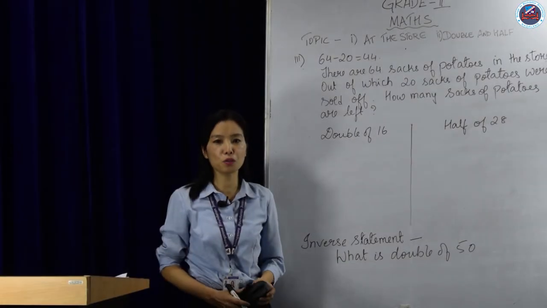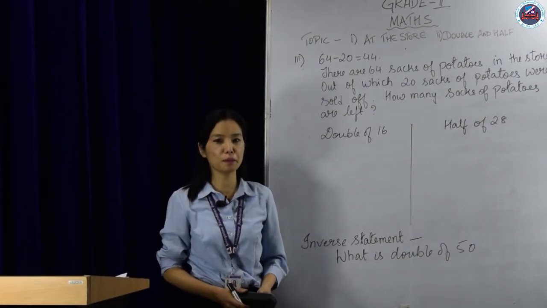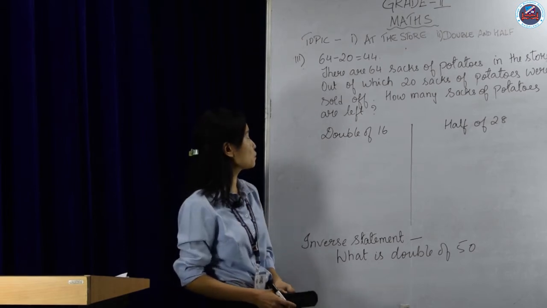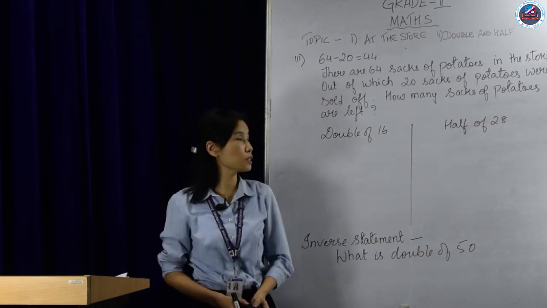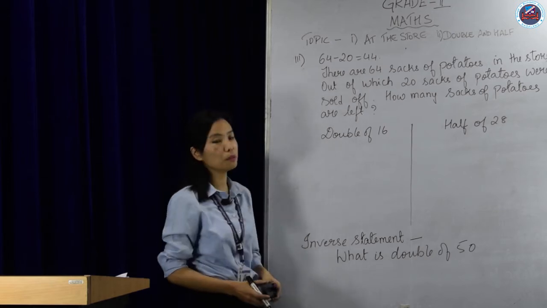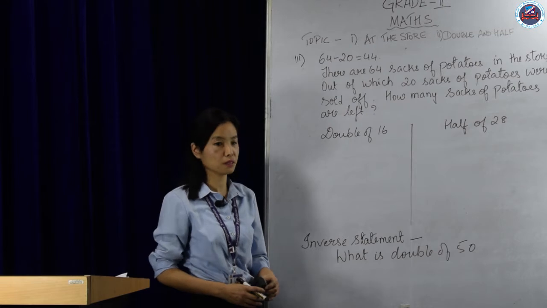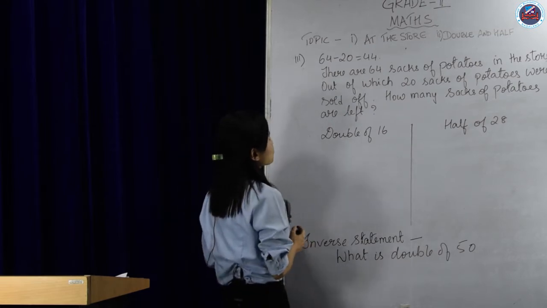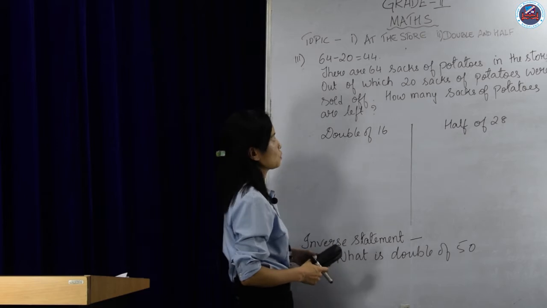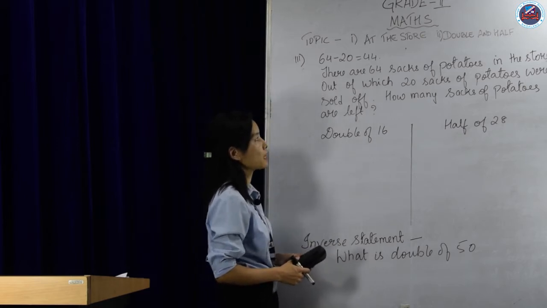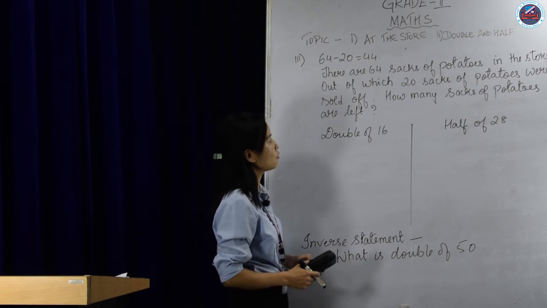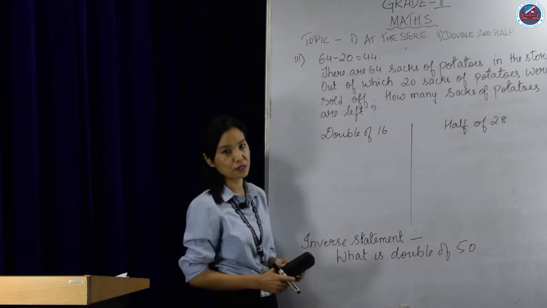Now I'll show you how to make up a story using the number statement. For example, 64 minus 20 equal to 44. This is the number statement. So now how to make up a story with that? You can make any story out by yourself. For example, there are 64 sacks of potatoes in the store, out of which 20 sacks of potatoes were sold off. How many sacks of potatoes are left?